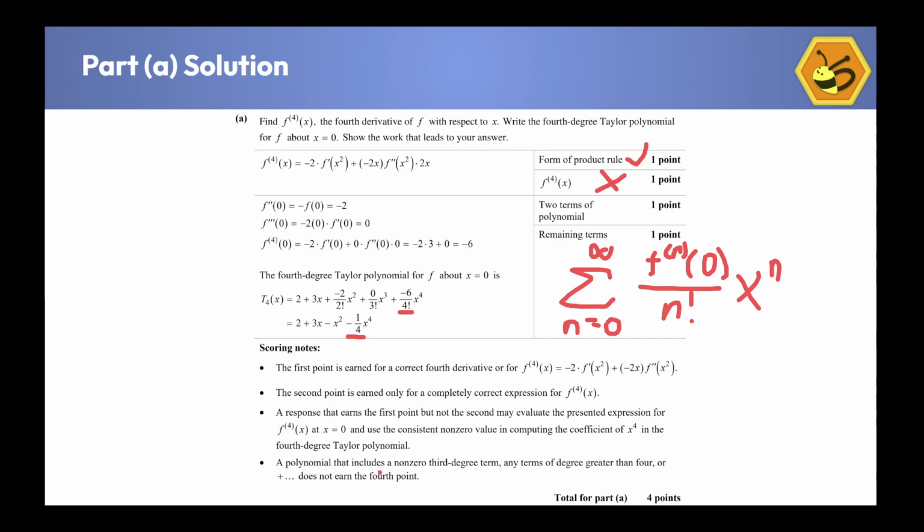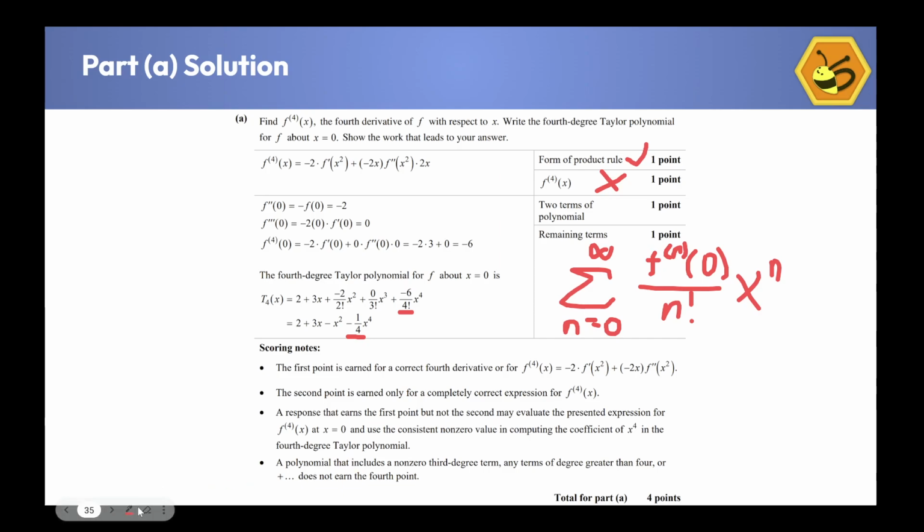And if your polynomial includes a non-zero third degree term, which is obviously false because the third derivative is 0, or any terms of degree greater than 4, because it only asks for a fourth degree Taylor polynomial, so we stop at 4, or the notation of plus for remaining ones, if you include any of those, you do not earn the fourth point. You can still earn the third point though. So that's all for part A.